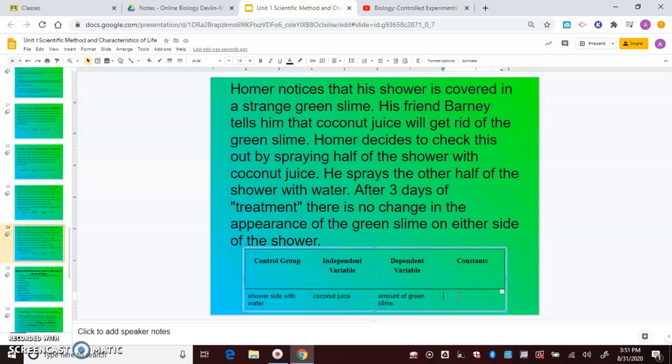Now, some constants. You can see here, there are already some listed. The amount of time is the same. So it was 3 days. Also, he's going to have to use the same amount, so the amount of coconut juice versus the amount of water. The amount of liquid is going to have to be the same.